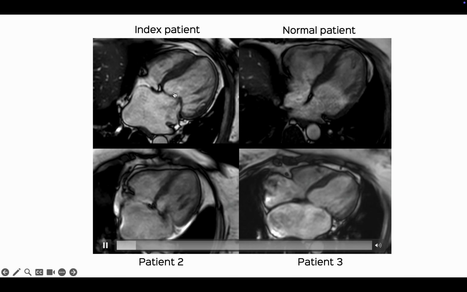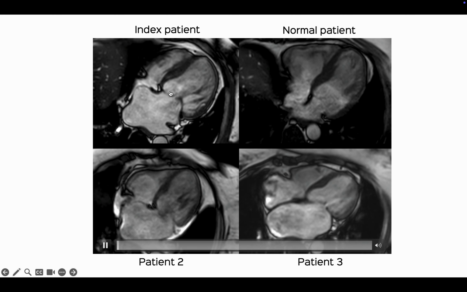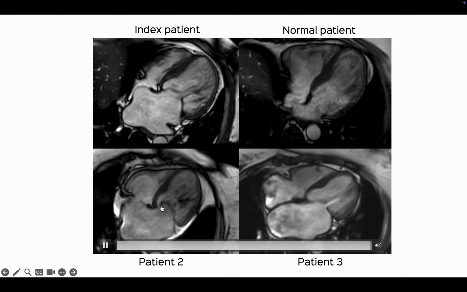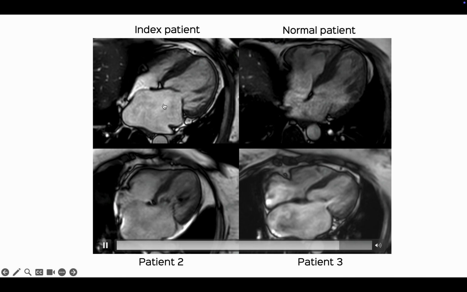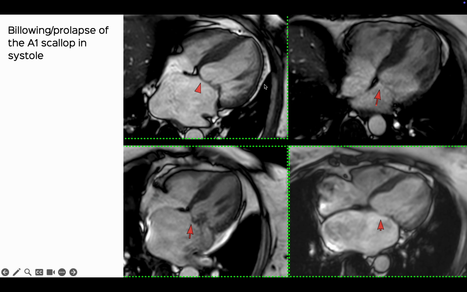There's another thing that's happening here, if you see this very well, and that's the prolapse of the scallop into the left atrium. You can see that here. This is the normal patient. That's a mild scallop prolapse, not scol. I just made a new word. Scallop and prolapse equal scolapse. All right, so that's a prolapse.